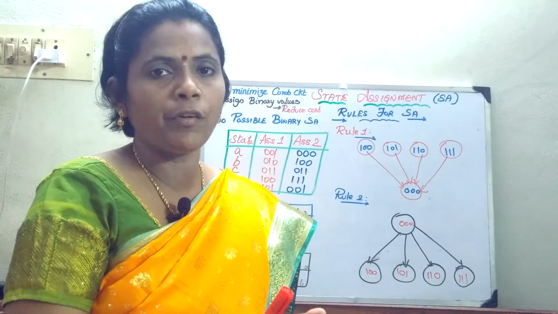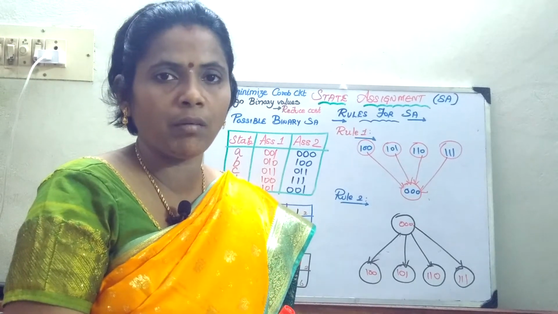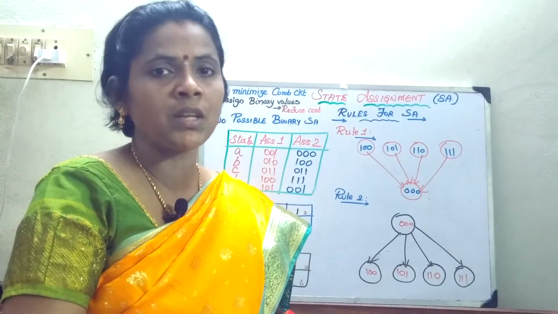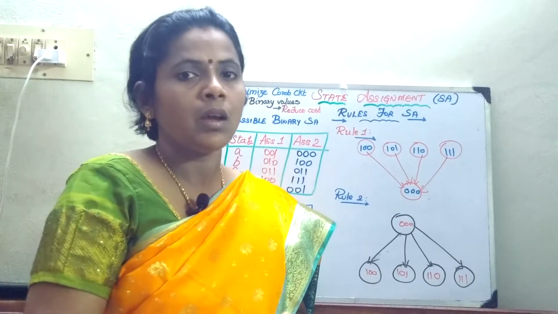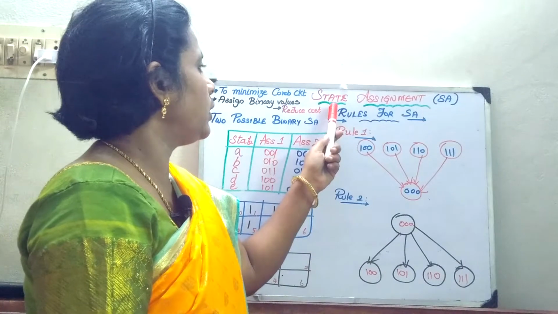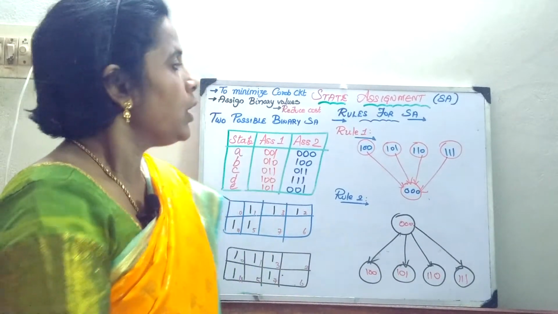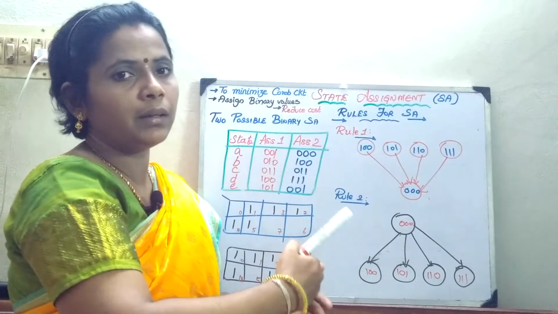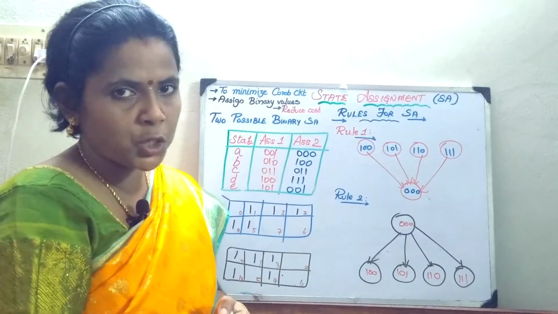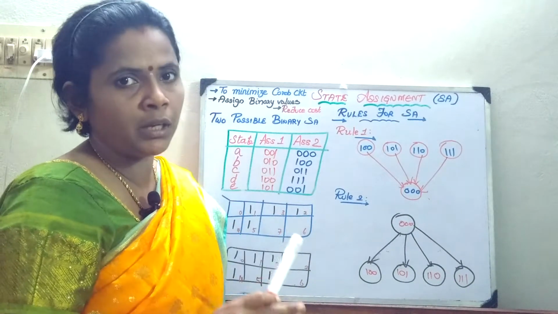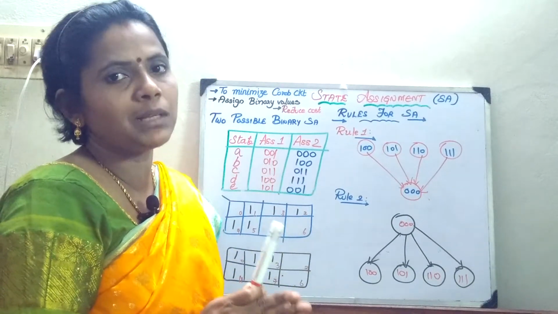This has to be performed so that when the number of states gets reduced, the number of flip-flops required also gets reduced and the cost is reduced. Now we will get an idea of what state assignment is in today's session. This is also comparatively a way of state minimization. The main purpose of state assignment is to minimize the combinational circuit.